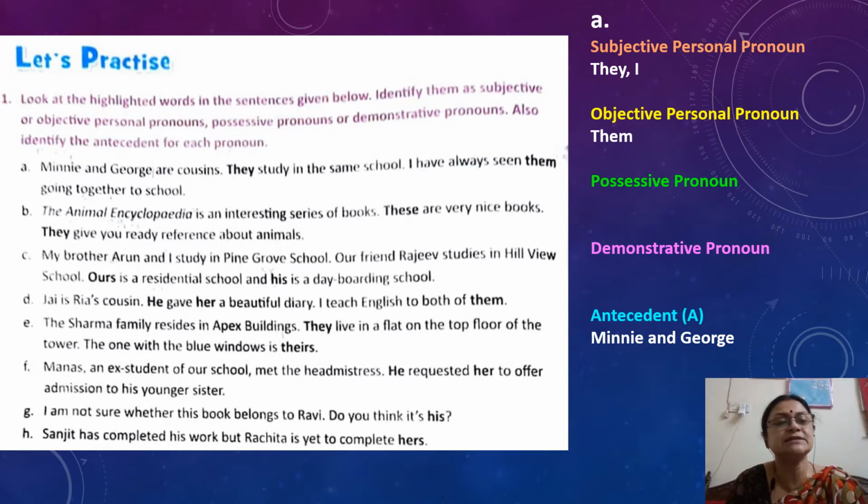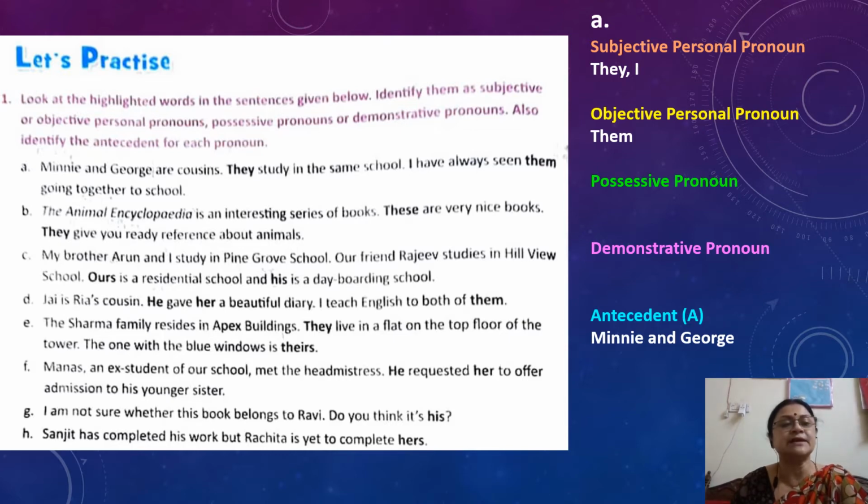Now, the first sentence is: Minnie and George are cousins. They study in the same school. I have always seen them going together to school. Here the highlighted pronouns are they, I, them. They is the subject as well as the pronoun in the second sentence, so it is a subjective personal pronoun. I is also the subject and the pronoun in the sentence, so it's a subjective personal pronoun. Whereas, them is the object in the sentence as well as the pronoun, so it is an objective personal pronoun. And all these pronouns are used for the nouns Minnie and George. So, Minnie and George is the antecedent here.